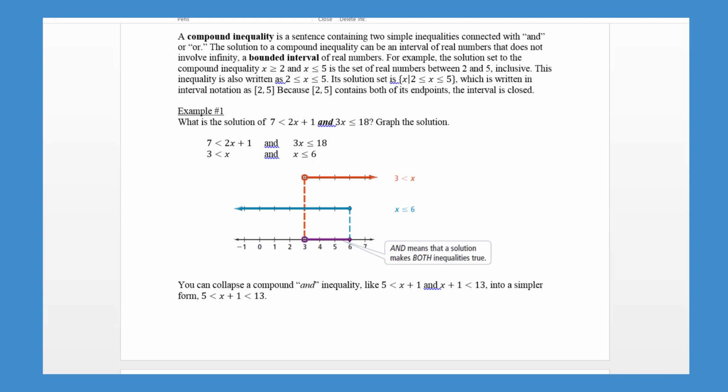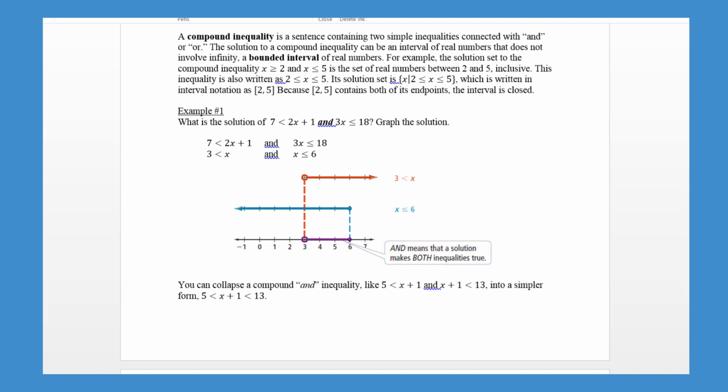Basically how we would do this is we could solve each individual simple inequality separate of each other, and then graph the two separately. You can see in this example where we have the red graph and the teal graph that individually they would overlap, and it's that overlapped portion that creates the solution set for this compound inequality. You can see in the diagram that it says and means that a solution makes both inequalities true. So since there's an overlap portion, the solution has to work for both inequalities.